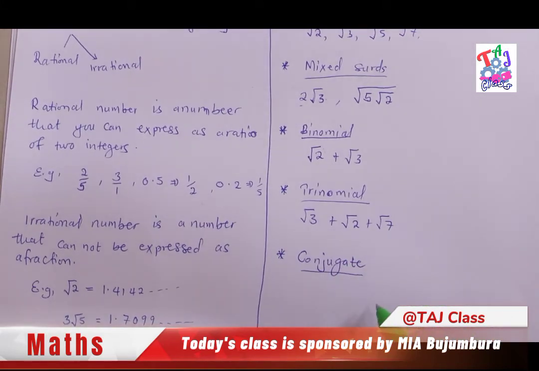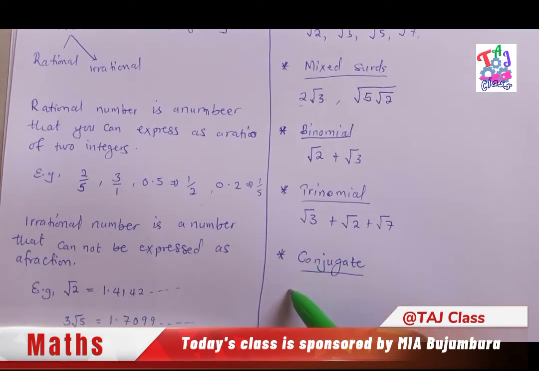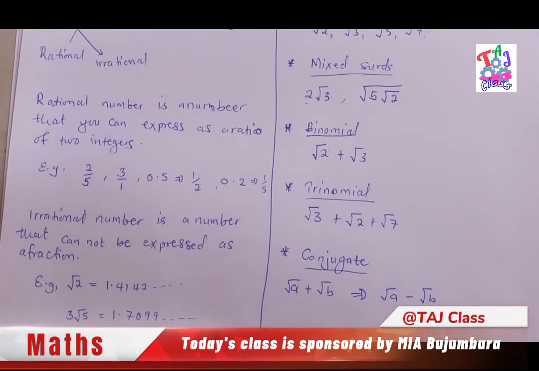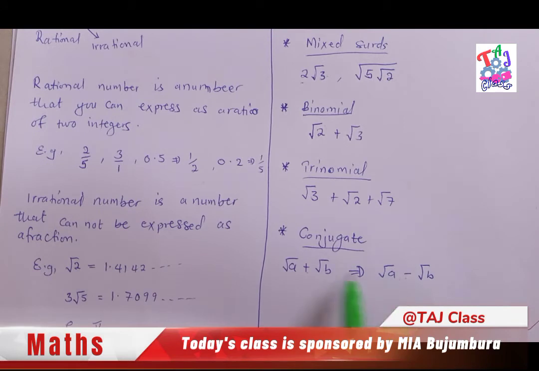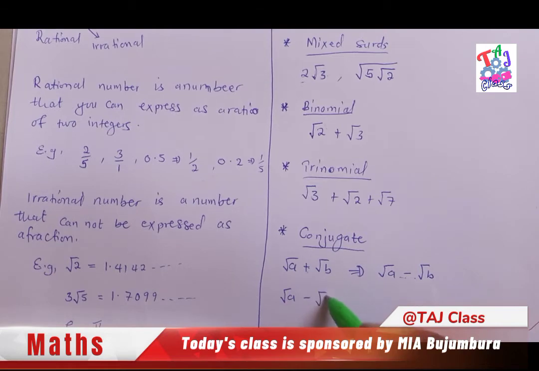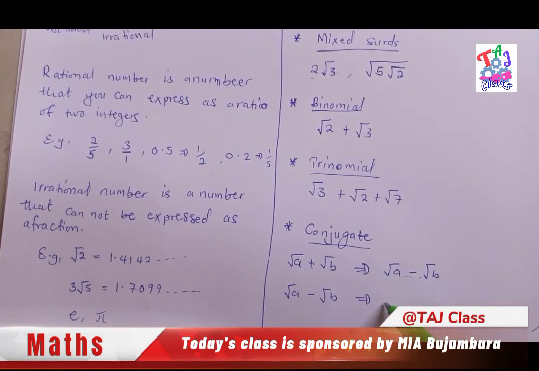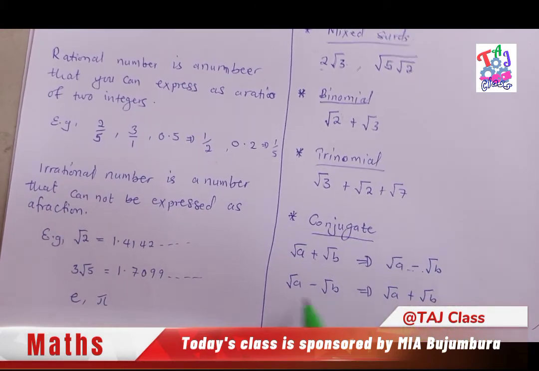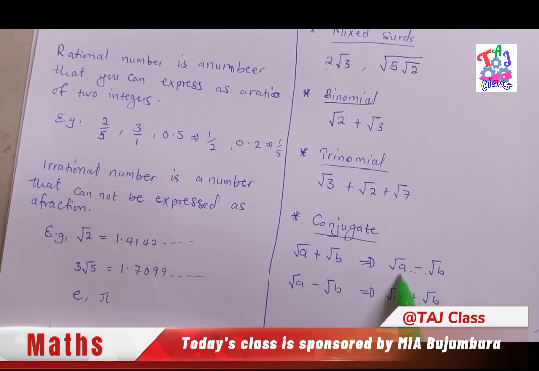Now, if we have a surd, let's say the square root of A plus the square root of B, its conjugate will be the square root of A minus the square root of B. In that case, we only change the signs in between them. That is to say, if it was square root of A minus square root of B, its conjugate would be the square root of A plus the square root of B. So we change the signs. The conjugate of this is this. The conjugate of this is this.